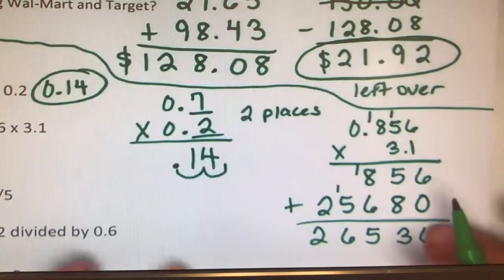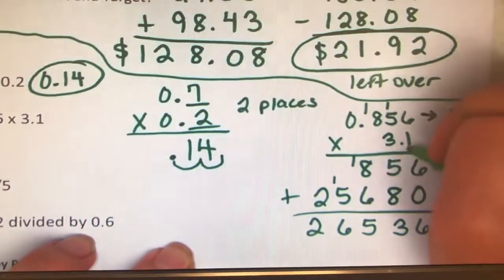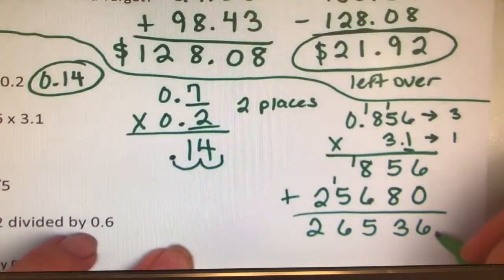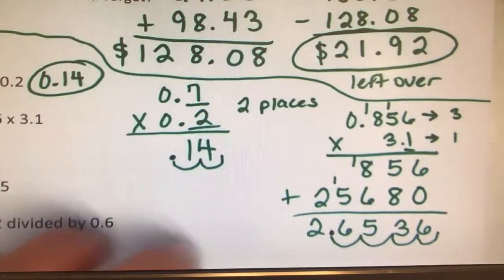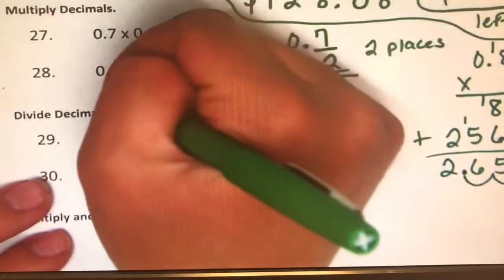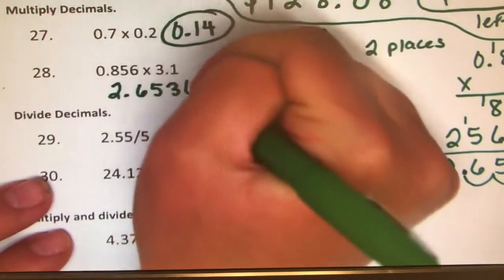We have to go back and count our decimal places. So the first number had 3, and this one has 1. What's 3 plus 1? 4. So we start at the back of the number. 1, 2, 3, 4. So our decimal is going to be between the 2 and the 6. So for our final answer over here, we're going to write 2.6536.